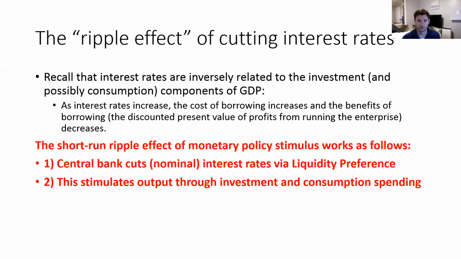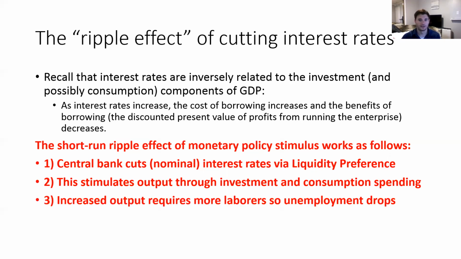More investment, more consumption means that firms need to increase output. They have to produce more goods and services. And as a consequence of that, the firms need to hire more workers. So this is where the relationship between interest rate cuts and trying to control unemployment comes in. When we cut the interest rates, output goes up and we get a temporary reduction in unemployment because we put some people back to work.